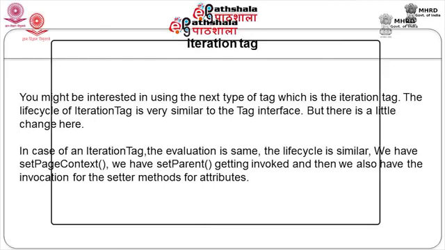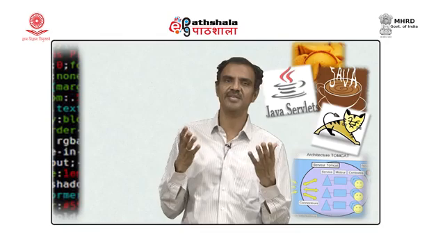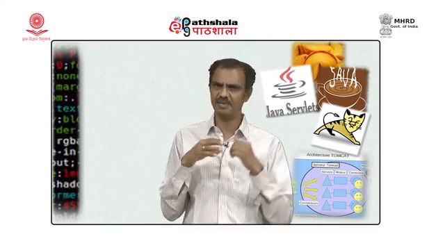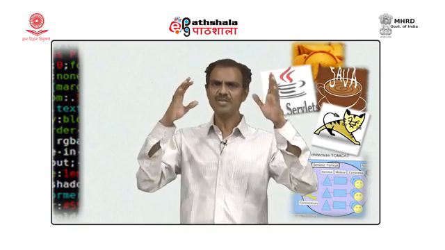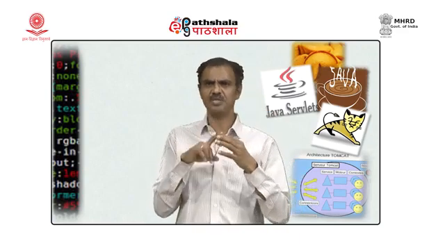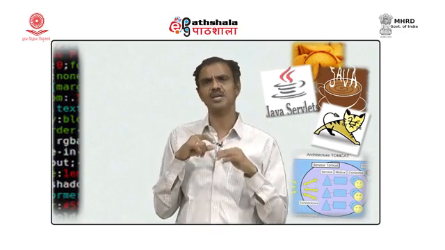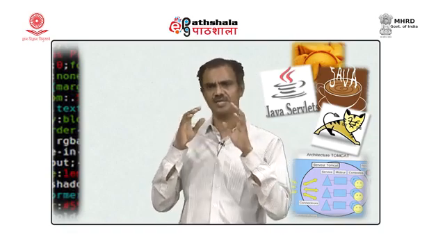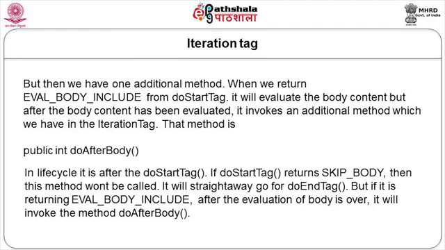Now, you might be interested in using the next type of tag, which is the iteration tag. In the iteration tag, the life cycle is very similar, with a little change. The evaluation is almost the same. We have set page context, set parent getting invoked, and then the invocation of the setter methods for the attributes. All that happens, but then we have one additional method.